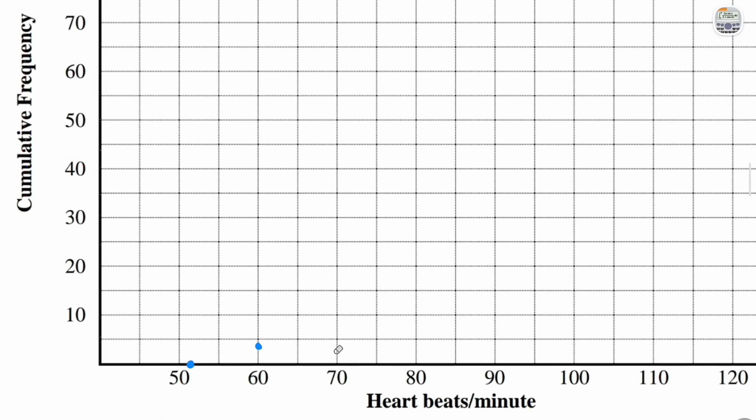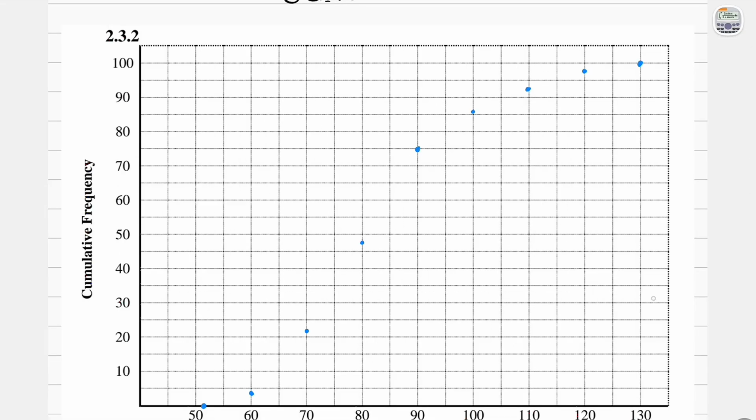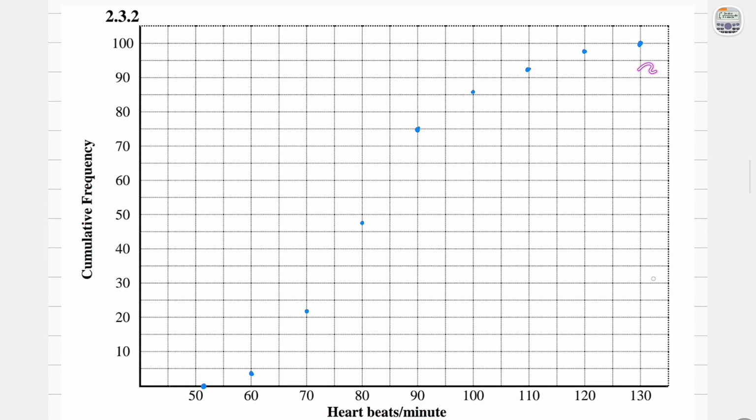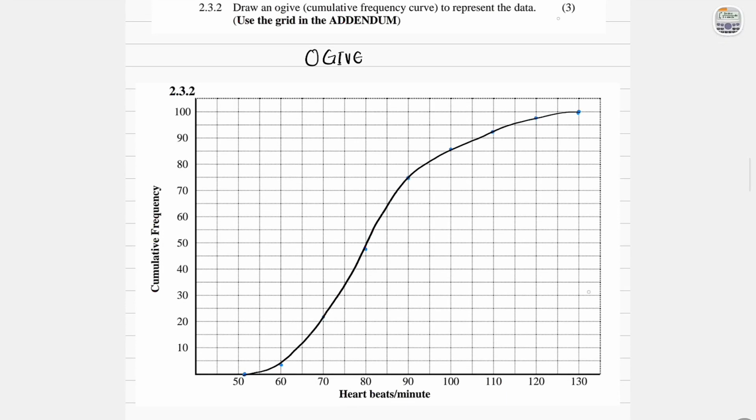So 70 and 22, and then I'm just going to fill in the rest, because I was just trying to see how the numbering is working. So I'm just going to fill in the rest. It's going to create some sort of curve. So it looks like that, and then you're just going to connect it. So connect it, and it's going to be a curve. And that is our ogive. Moving on to the next question.